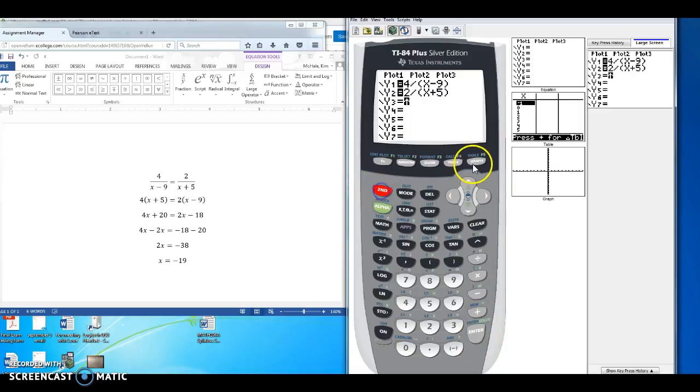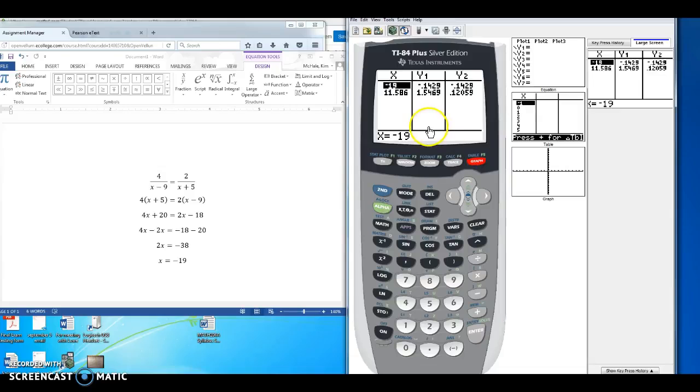And then I'm going to use second table, and I've already got it on ask. And I'm going to type in negative 19 and hit enter. And I notice that when x is negative 19, both of my y values are the same. These two fractions are equal when x is negative 19, and I have verified that that solution works.